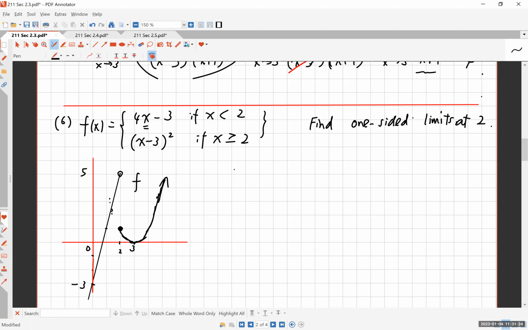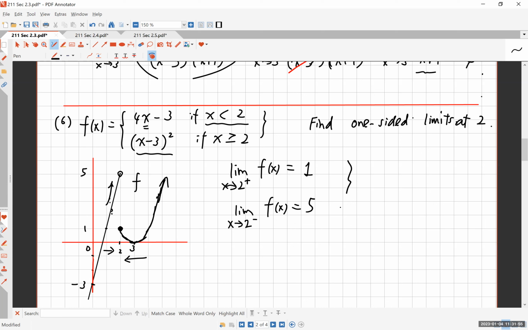Okay, so what is the limit of f of x as x approaches 2 from the right? Well, you can easily see that is 1, because as x approaches 2 from the right, f of x approaches 1, according to the second part of the definition. Now, as x approaches 2 from the negative side, I have to use the first part because x is always less than 2 as x approaches 2 from the left. And so approaching this, you'll go up to 5. And therefore, what do you know about the limit?